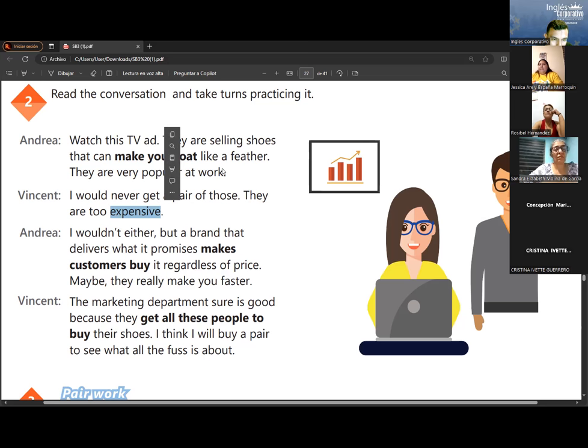Okay, also "makes," because it has an S, and sometimes we forget the end of the word. Makes customer buy, okay? Makes customer. All right.